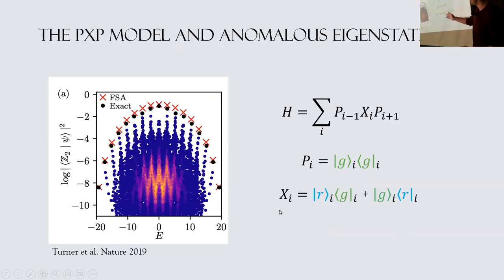So the question was, what are these X's? What is this FSA? What does this FSA represent here in this model? And the answer was, this is a numerical method that we're able to use to approximate the quantum scars in this model. So this concludes the first part of my talk.